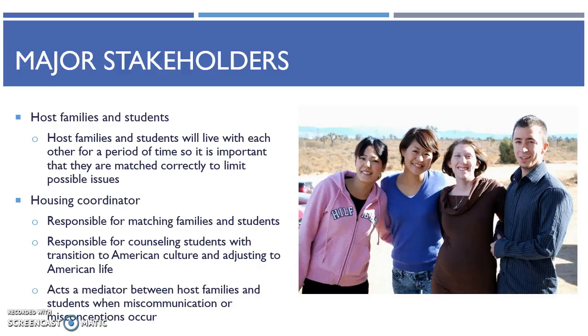The second major stakeholder of this process is the housing coordinator. The housing coordinator is responsible for matching families and students, and they are also responsible for counseling students with transition to American culture and adjusting to American life. The housing coordinator also acts as a mediator between the host family and students when miscommunications or misconceptions occur.